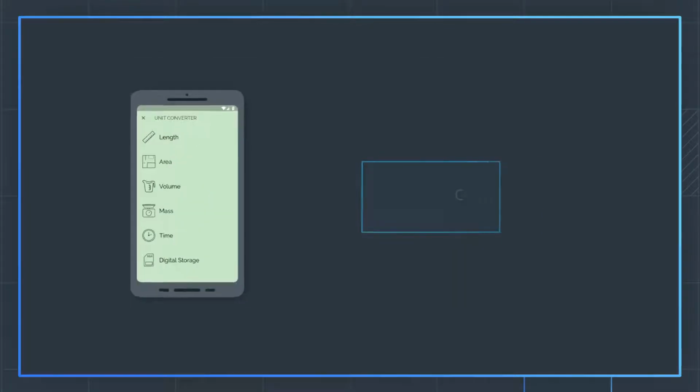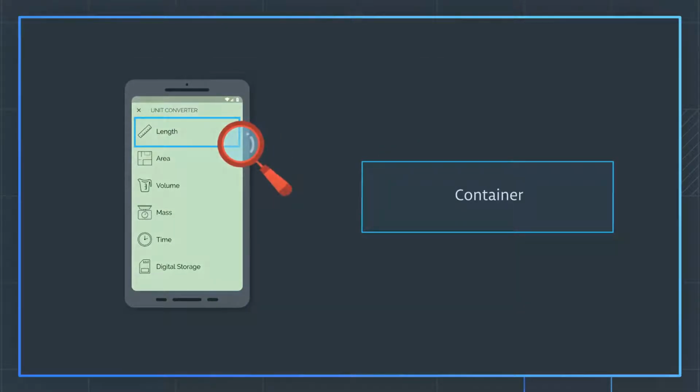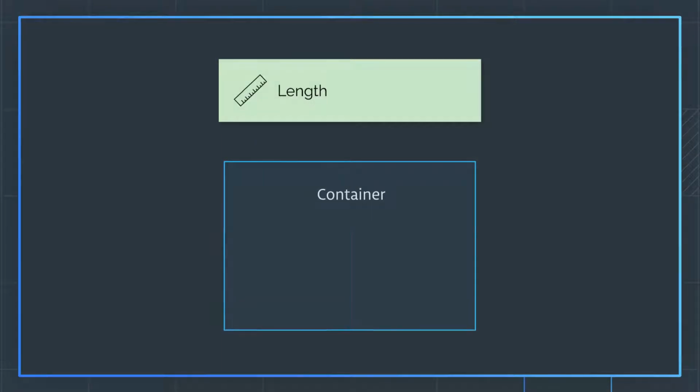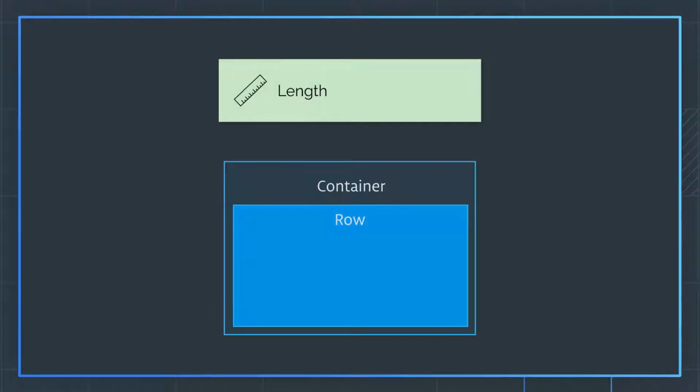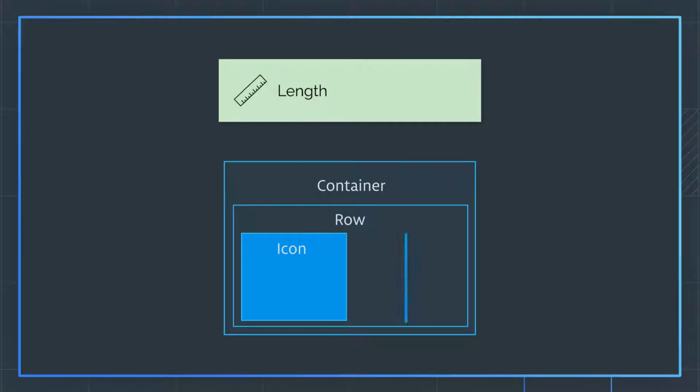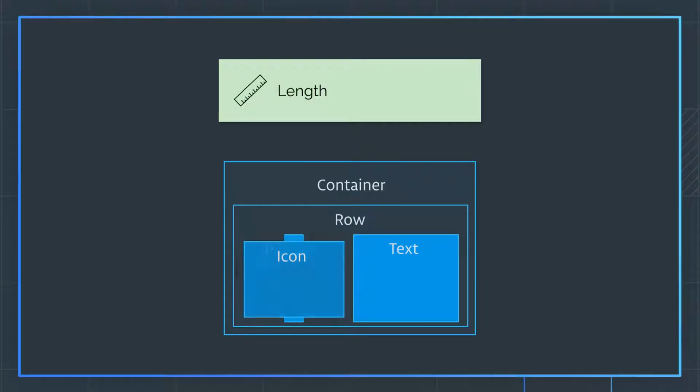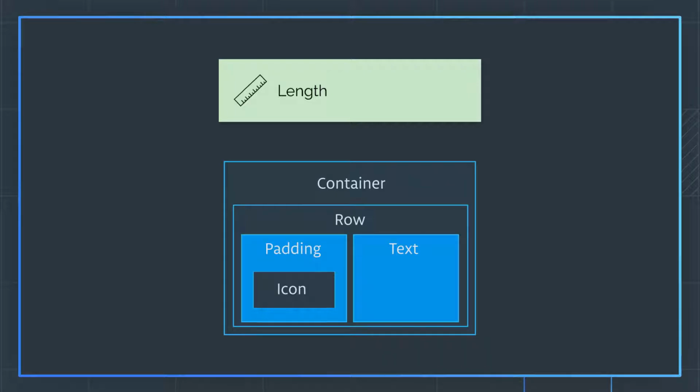Let's deconstruct it. It starts off with a container, inside of which is a row. The row has two widgets. The first is the icon, and the second is the text. The icon has some padding around it. Rather than use a container to wrap the icon, we can just use a padding widget.